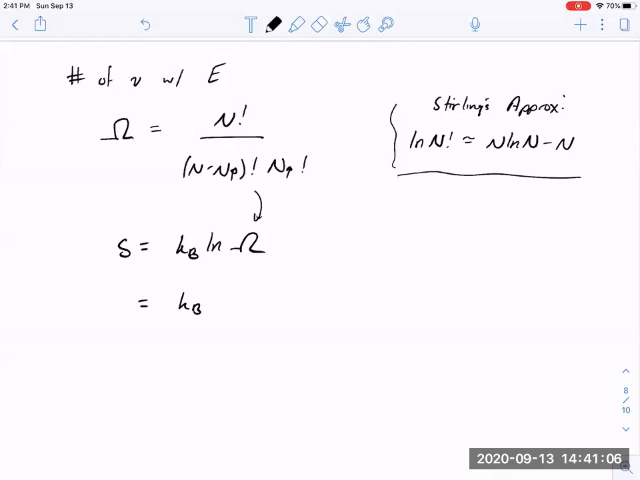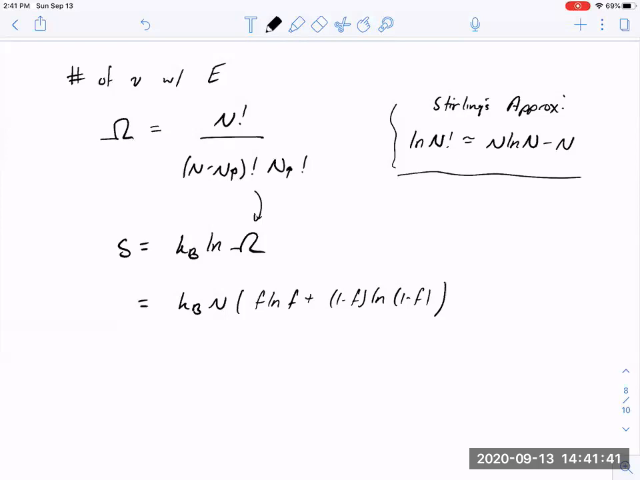And what we'll get is kB n. It will scale extensively in the number of spins. And write it as a fraction of the number up, f log f plus 1 minus f log 1 minus f. That's a general result for the entropy of mixing some number up in some set that's larger than that.